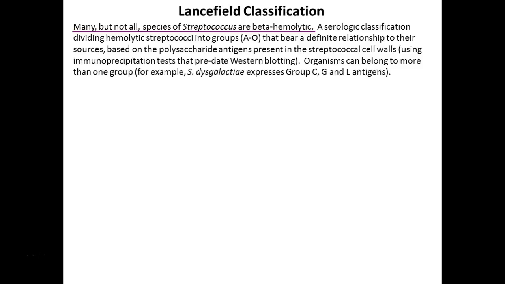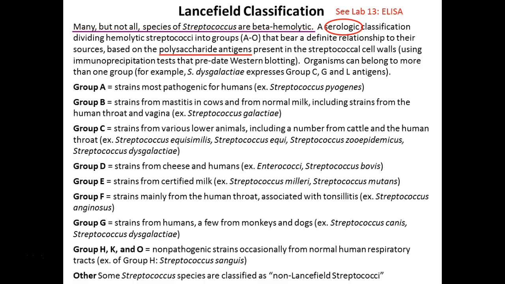So serological testing using antibodies can be used to classify different groups, and we actually have a lot of different groups. When we do the ELISA test, our last lab, it's a similar test where we're using antibodies to help detect what molecules are present on a cell. So you can see there's lots of different groups in this Lancefield grouping.